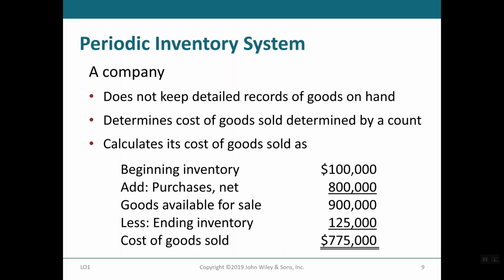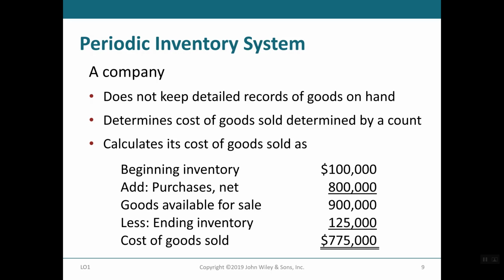Now, the periodic inventory system is where a company does not keep detailed records of goods on hand. So we are not keeping detailed records of the goods on hand. What we do is that we try to do this count at the end of the period. So if your end of period is every month, then you're doing your count at the end of the month. If it's quarterly, then you're doing your count at the quarter end. If it's yearly, then you're doing your inventory count at the end of the year. Cost of goods sold is determined by count. So we have to count what we have, and then that way we're able to determine our cost of goods sold.